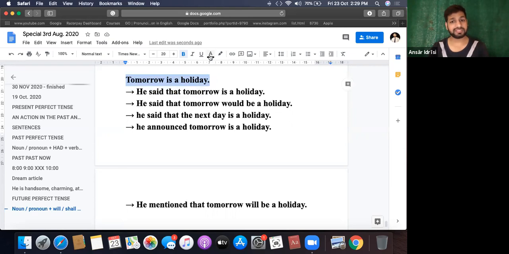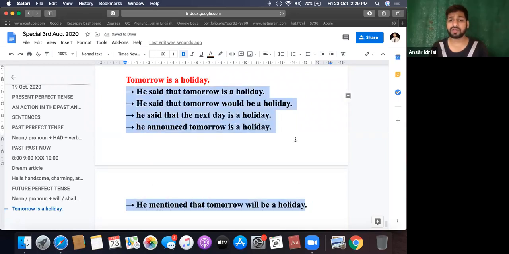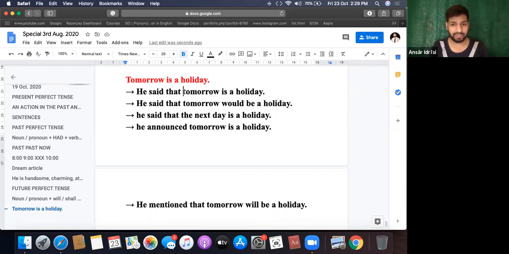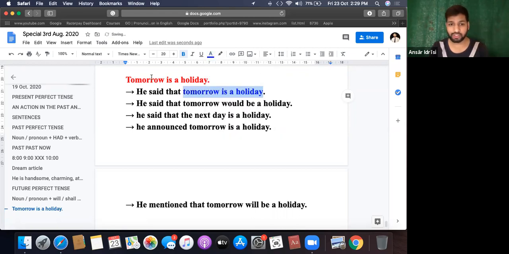So this is called direct indirect speech. One direct speech could turn into different parts. You have to use your common sense. For example, point number 1, he said that tomorrow is a holiday. I'm just showing you what the examples are. Exact sentence I have written here. Tomorrow is a holiday, tomorrow is a holiday.